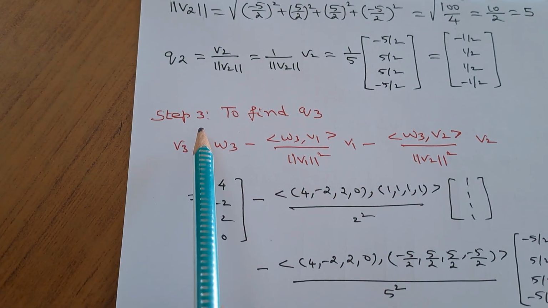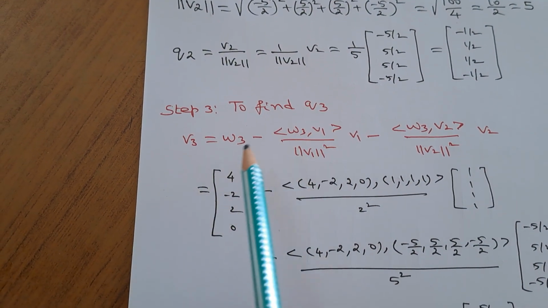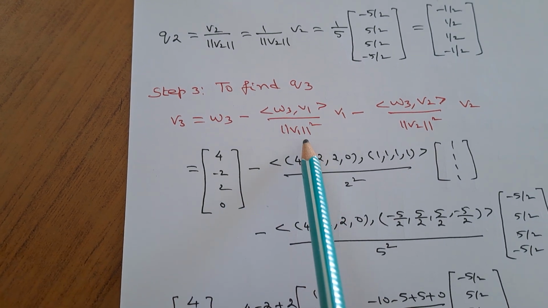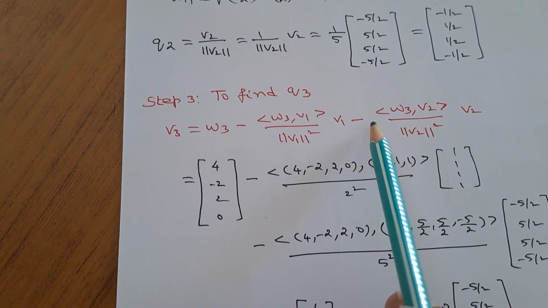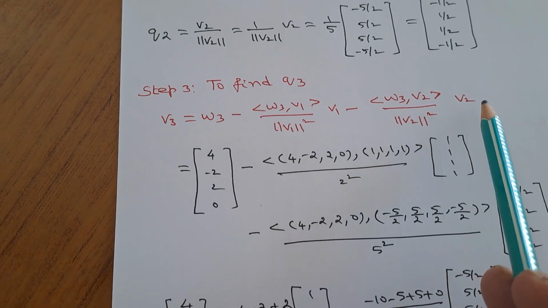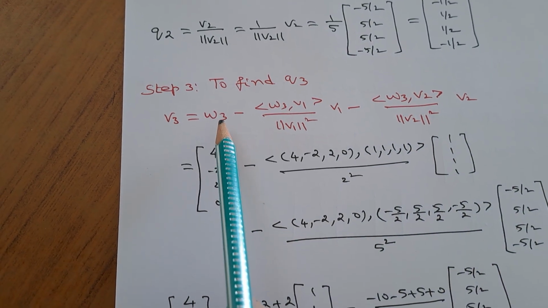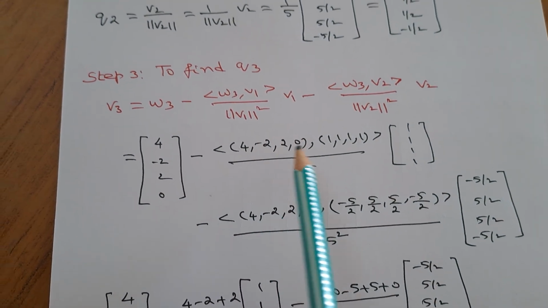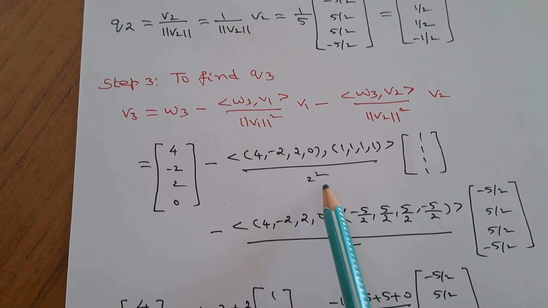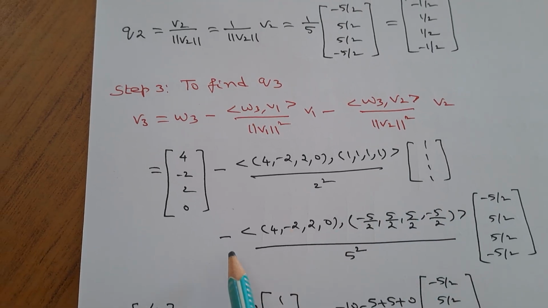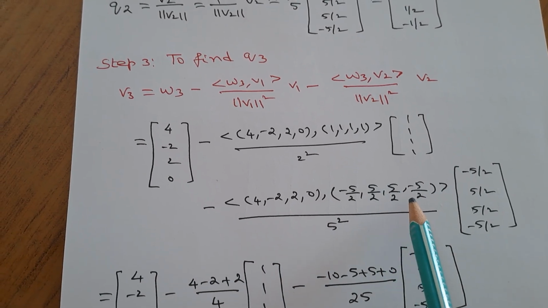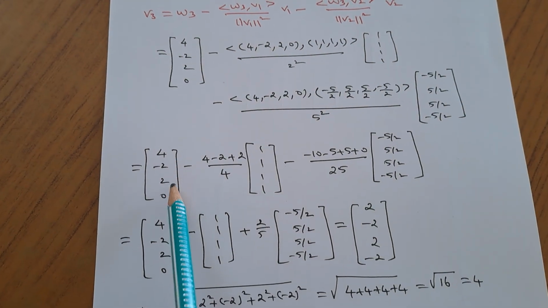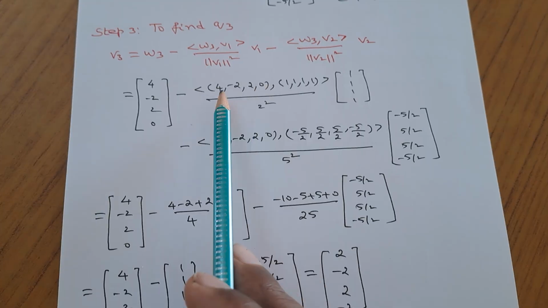Step 3. To find Q3, first you find V3. V3 is equal to W3 minus inner product of W3, V1 by norm of V1 square into V1, minus inner product of W3, V2 by norm of V2 square into V2. So that is equal to W3, the third column of the given matrix, 4, minus 2, 2, 0, minus the inner product of W3, V1 by norm of V1 square into V1, minus the inner product of W3, V2 by norm of V2 square into V2.